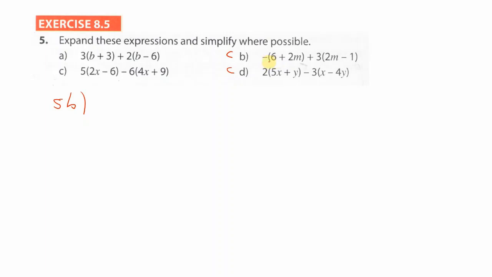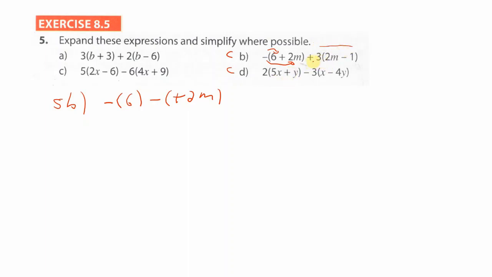So let's focus on the first bracket. So the rule is take what's in front of the brackets, the negative, multiply that by the first term inside the bracket, which is 6. Then take again what's in front of the brackets, the minus, multiply by the second term in the brackets, which is the positive 2m. So we're done with the first bracket. Now we do exactly the same for the second bracket.